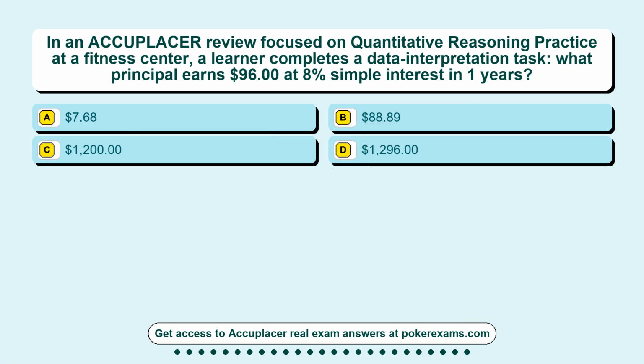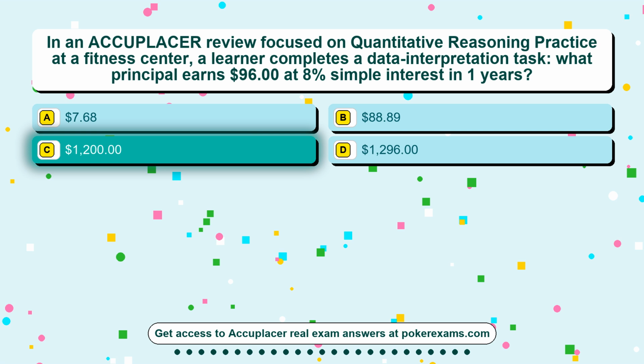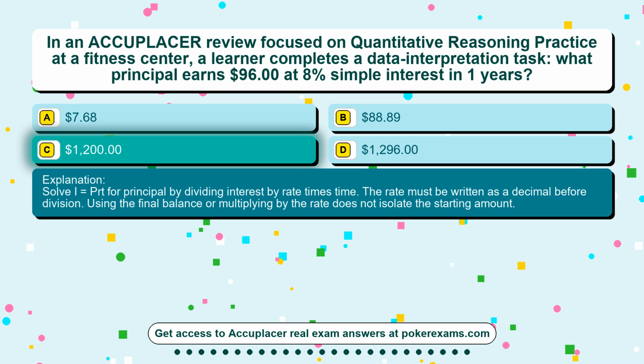Question 16. In an ACCUPLACER review focused on quantitative reasoning practice at a fitness center, a learner completes a data interpretation task. What principal earns $96 at 8% simple interest in 1 year? Option A, $7.68. Option B, $88.89. Option C, $1,200. Option D, $1,296. The correct answer is option C, $1,200. Solve I equals PRT for principal by dividing interest by rate times time. The rate must be written as a decimal before division. Using the final balance or multiplying by the rate does not isolate the starting amount.